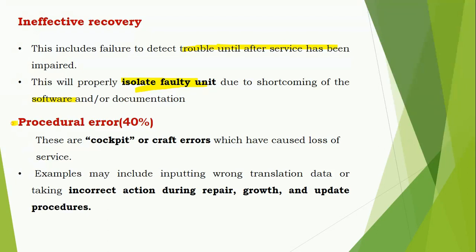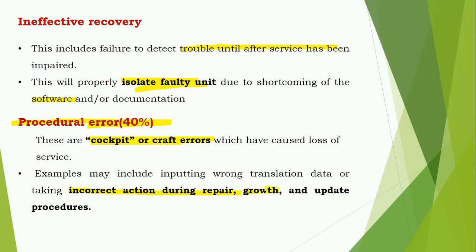And the major system outage is due to procedural errors, 40%. The remaining 3 categories individually carry 20%. These errors are called craft errors or cockpit errors, because they depend on incorrect action whenever you are upgrading. Whenever you try to remove an error, you'll get certain errors. That means incorrect action during repair. Suppose you want to repair the generic basic program and you initialize certain different software, that is an incorrect repair.